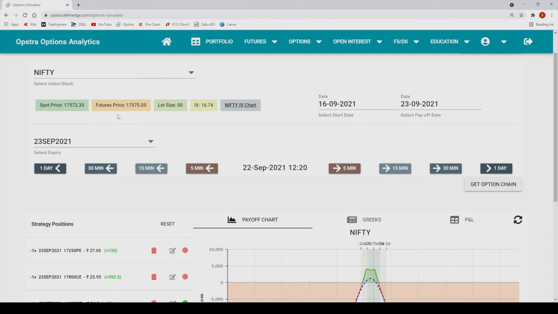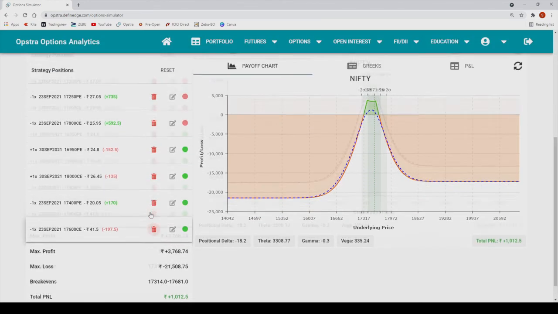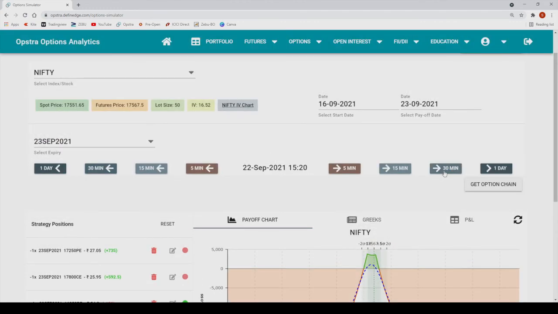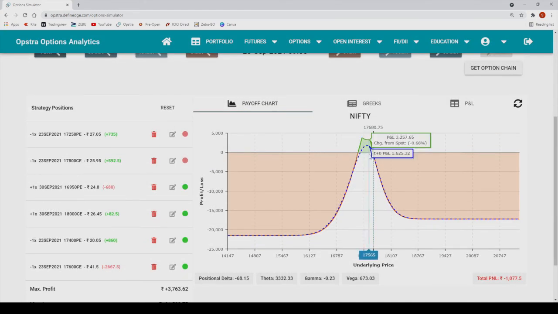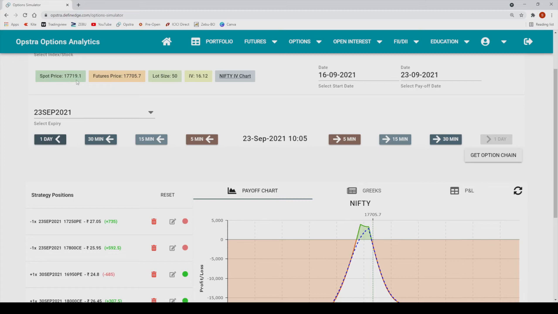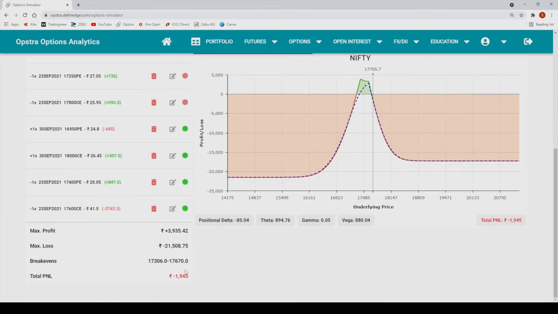572, 581, 582, 552. So we came to the end of the day. 684. So see, our break even is broken. So 1000 rupees loss. So 719. Here we will try to do some adjustments.